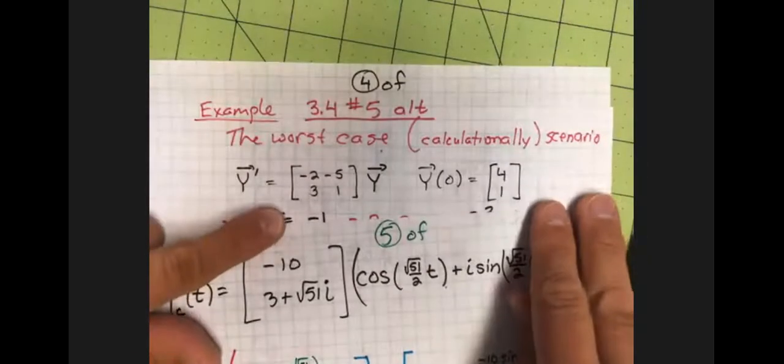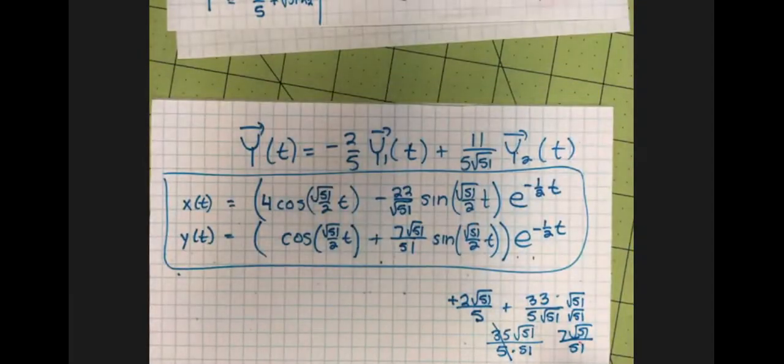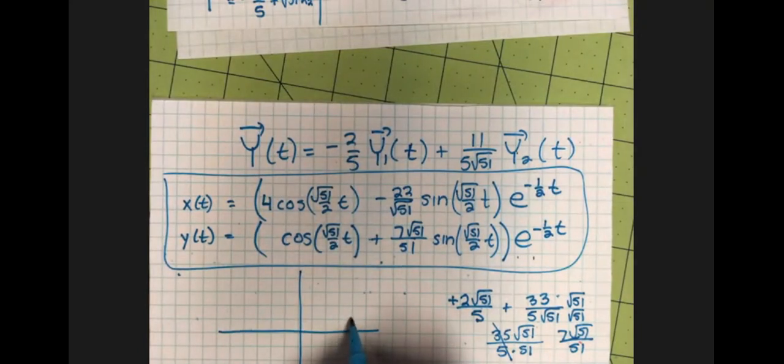Where did it go? Way up here. And I want to put it into Mathematica and see if I don't get that answer. By the way, this is decay, right? And (4,1) is over here. What's the initial tendency, clockwise or counterclockwise?